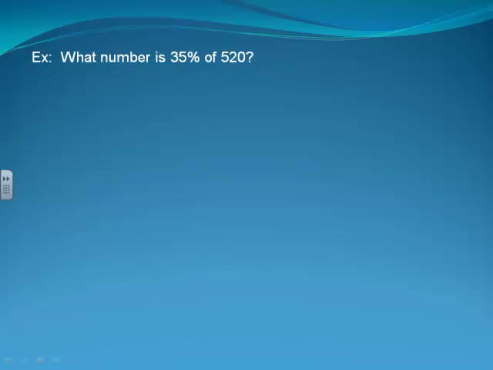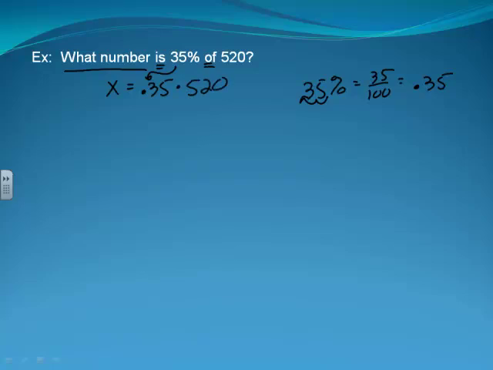Looking left to right, this asks, what number, okay, that's what we're trying to solve for, is means equals, 35%. Now you have to convert that to a decimal in order to use it in an equation. So 35% is the same as 35 over 100, or if you move the understood decimal 2 to the left, that ends up being 0.35. So convert it first before you put it into your equation. 35% then is 0.35. The word of means multiplication, and 520, of course, is just a number.